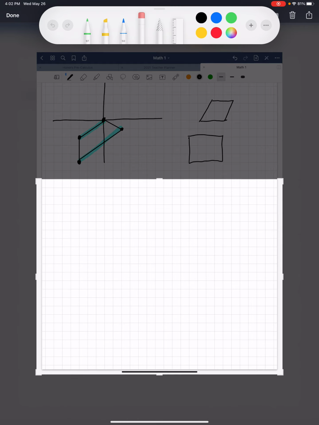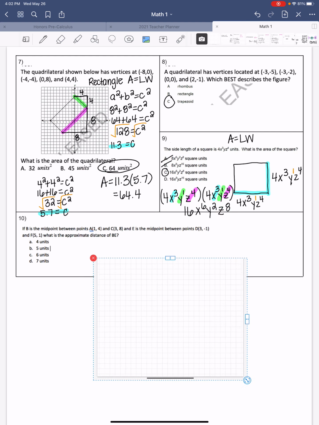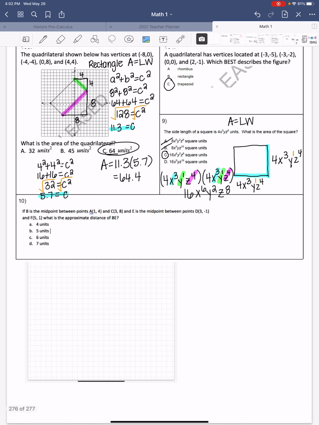And I'm going to add this picture in just a second. So we have some graph paper. All right, so when I add that graph paper, we can graph it just like we would if it were your graph paper on your exam. So again, we're going to start with B is the midpoint. Midpoint means middle.